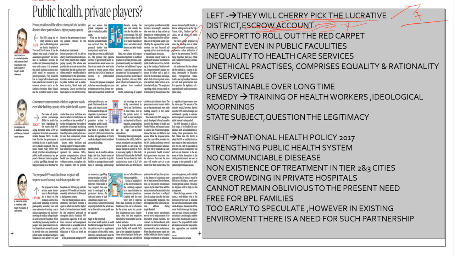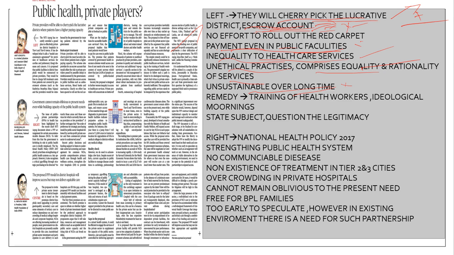And even the leftists argue that bringing in privatization in public hospitals would mean that one has to pay even in the public facilities, which is a worrisome factor. They also say it will bring in inequality because those who pay more will get the healthcare services, and it will bring in unethical practices. It will compromise equality and rationality of services because the money will peak a lot, and it is unsustainable over a long period of time because the government's objective is the welfare of the people, and bringing in privatization would ensure profit making.